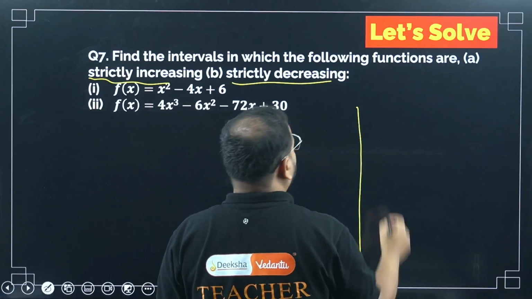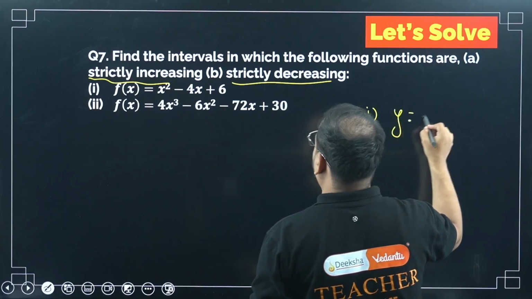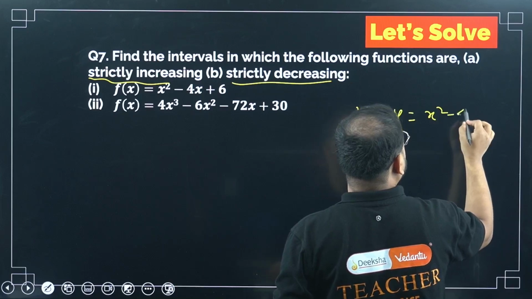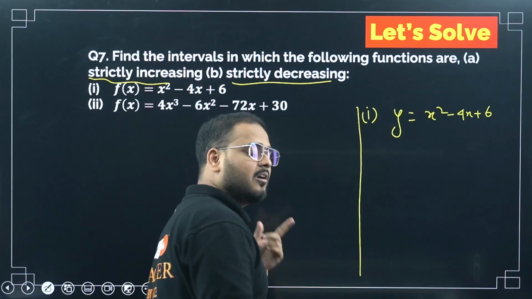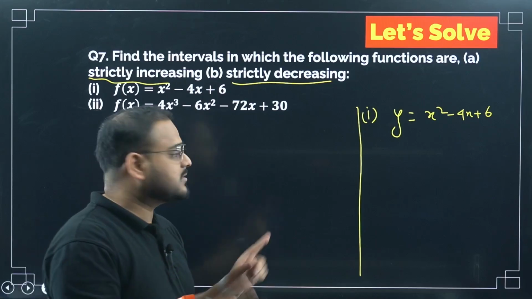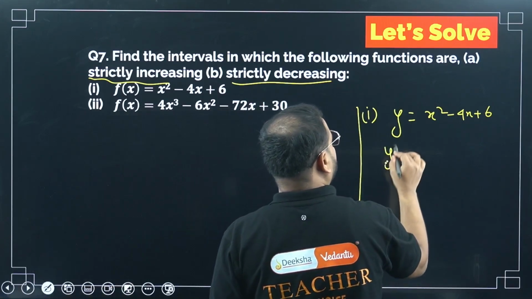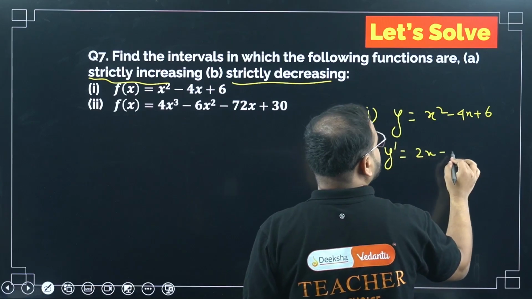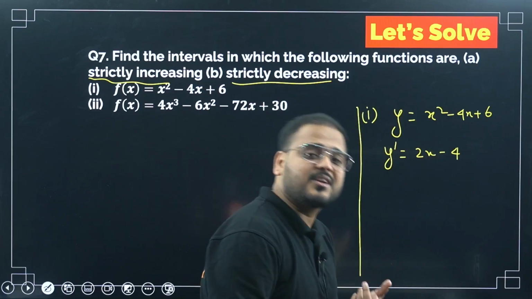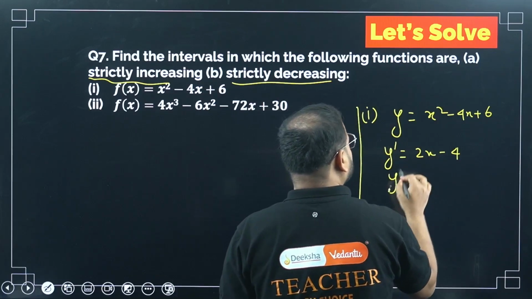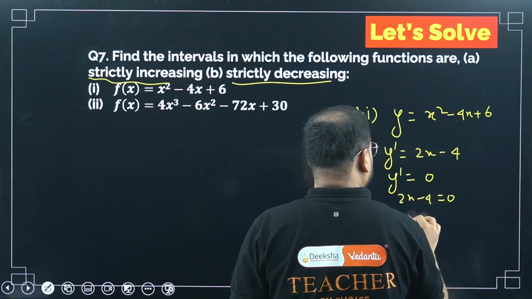Part 1. What is my function? y equals x square minus 4x plus 6. Yes or no? What is the first step we do in finding the intervals? We have to find the derivative. So please find the derivative here. What am I going to get? y dash equals 2x minus 4. Next step was what? To figure out the critical points. So put it equal to 0. y dash equal to 0 means 2x minus 4 equal to 0. So what is x equal to? 2.